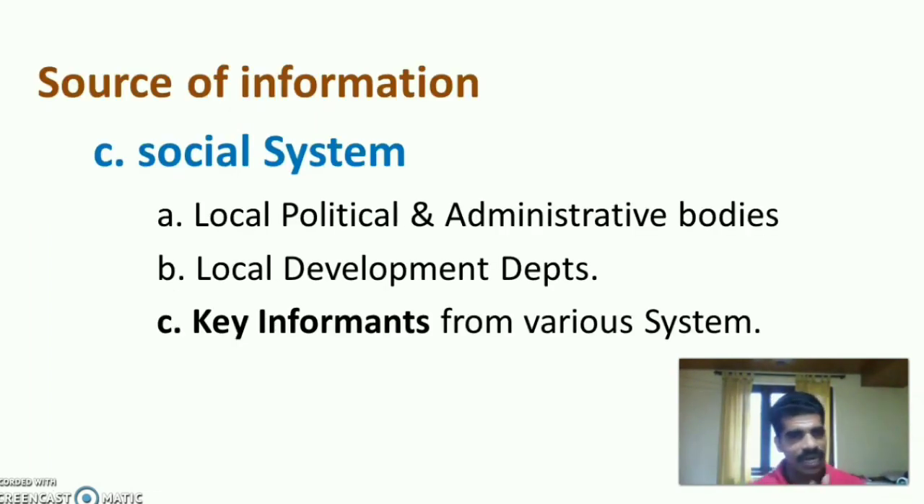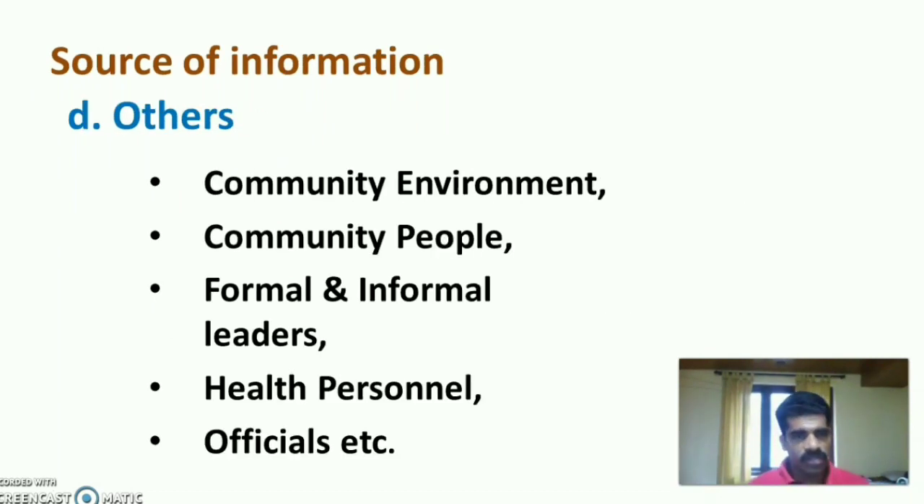Sources of information regarding social system or social subsystem would be available from local political and administrative bodies of the community, local development departments of the community, and key informants from various systems and subsystems of the community. Sources of information are also available from other sources such as community environment, community people, formal and informal leaders of the community, health personnel available in the community, and other officials available in the community, etc.